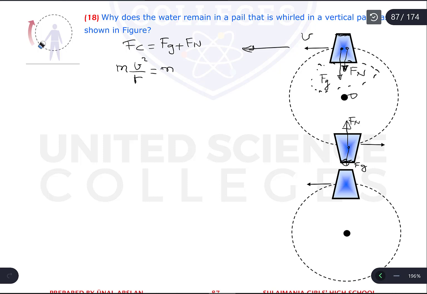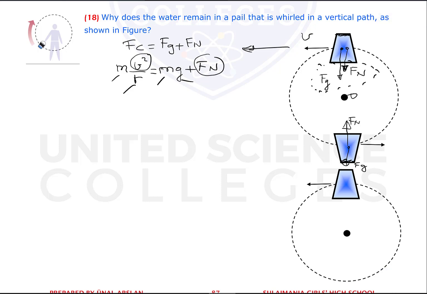Fg cannot change because the mass of the water is not changing and g is not changing, but Fn can change. Because mass is constant, r is constant, g is constant, only v and Fn can change. So if you increase v, Fn increases. If you decrease v, Fn decreases. We can decrease v until Fn becomes 0.